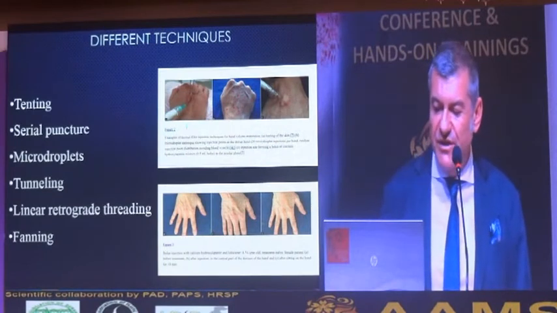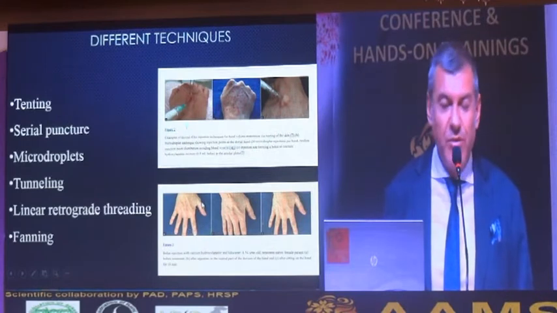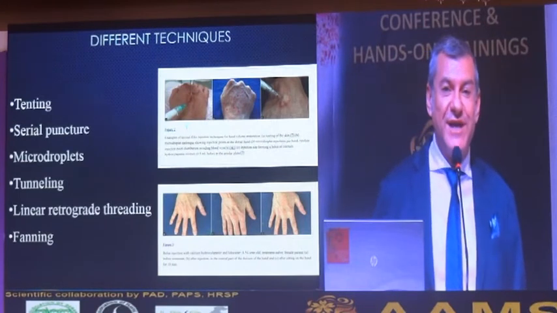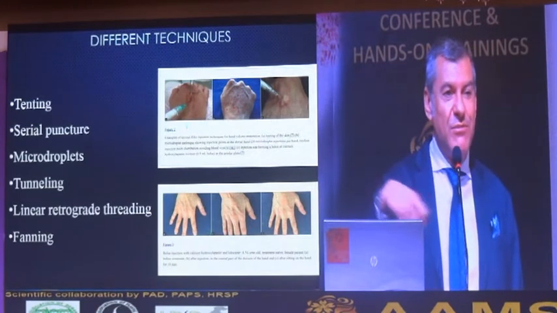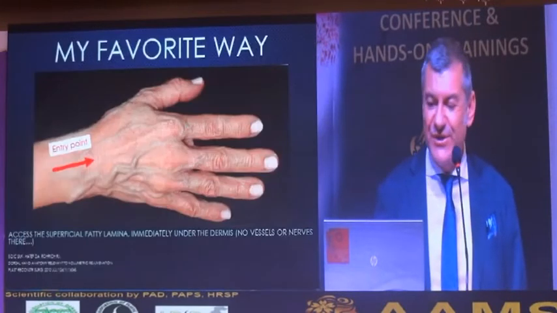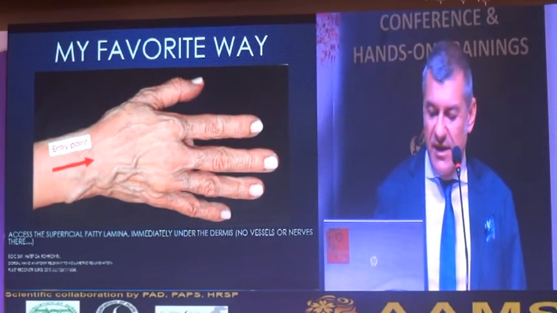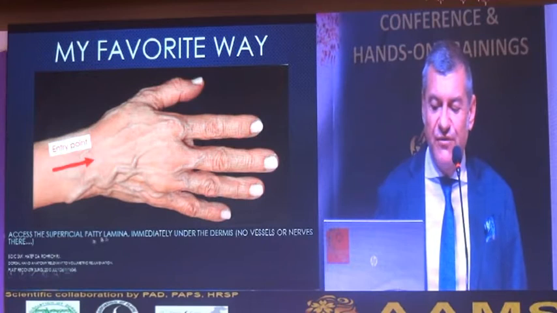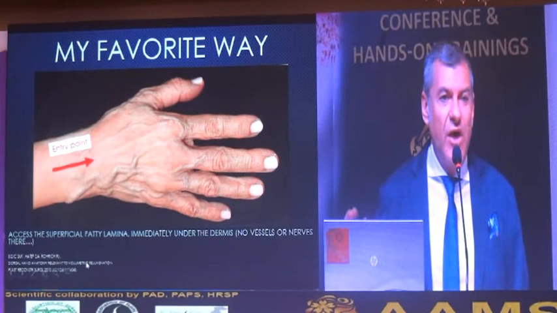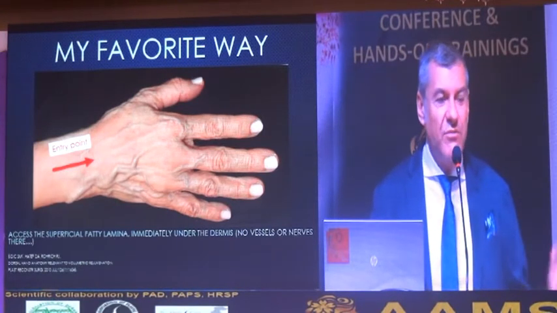I think the most hilarious today is this one, where they put a bolus in the dorsum of the hand, and then they instruct patients to sit on the hands for 10 minutes instead of wasting time molding or massaging it. But this is just a curious way. My favorite way is obviously entering only the superficial fatty lamina, and this has been published already a few years ago, and I think that it's very important that Sebastian showed you that beautiful dissection.